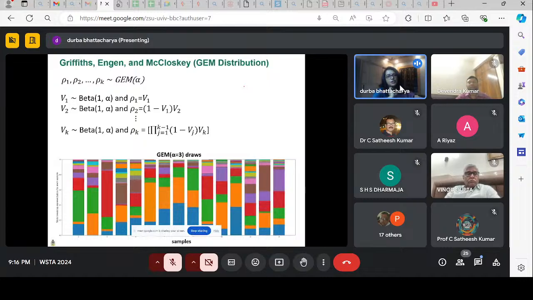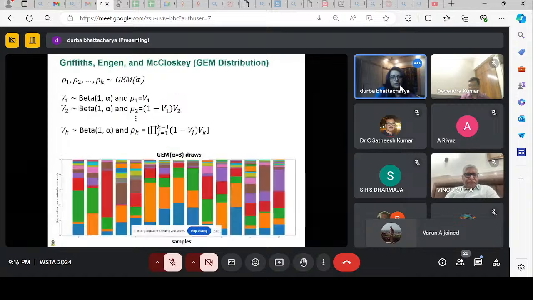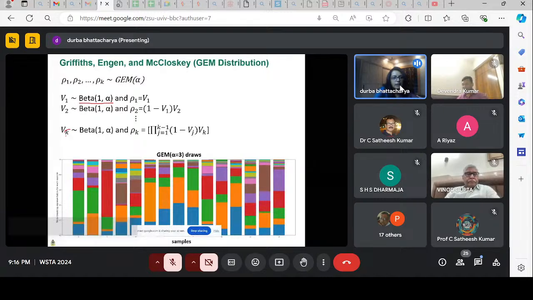So based on this construction, Griffiths, Engen and McCloskey proposed the GEM distribution. They were basically geneticists, and you can see that the problem with this construction is how to choose these parameters, A1, A2, A3 and A4. So the GEM distribution proposed by Griffiths, Engen, and McCloskey fixed these parameters as beta 1 and alpha, right? So for any k, no matter how large k is an integer, they proposed this method of generating.